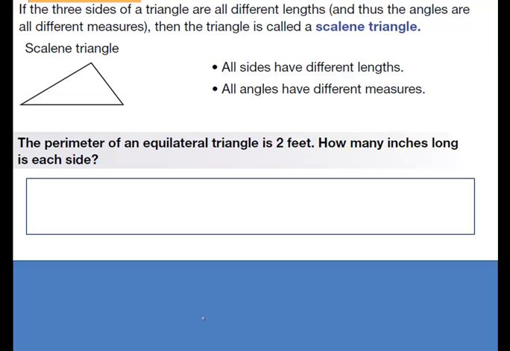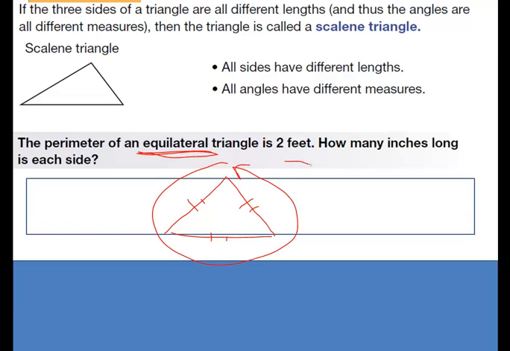So let's start with the triangle. What does equilateral mean? That means that all the sides are the same, and that's probably not perfect, but I can tell you that they're all the same by doing this, can't I? Now you know that that's an equilateral triangle. And it says all the way around it is 2 feet. 2 feet is equal to how many inches? Because they want to know how many inches long each side is. Well, 2 feet is 24 inches.